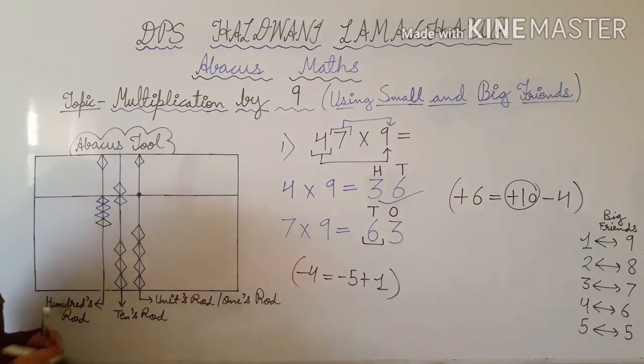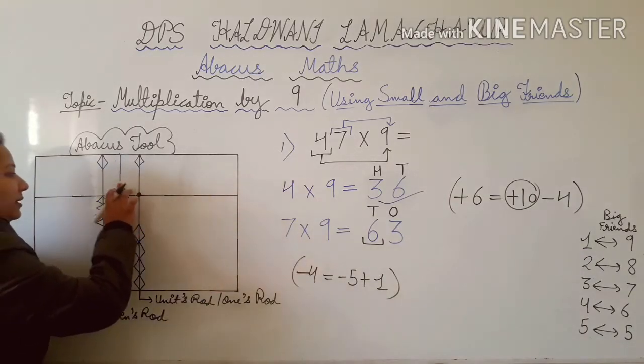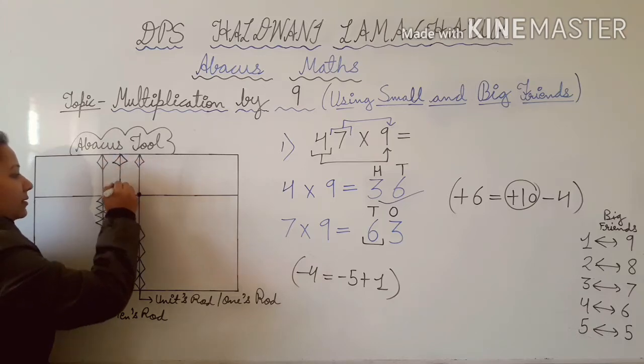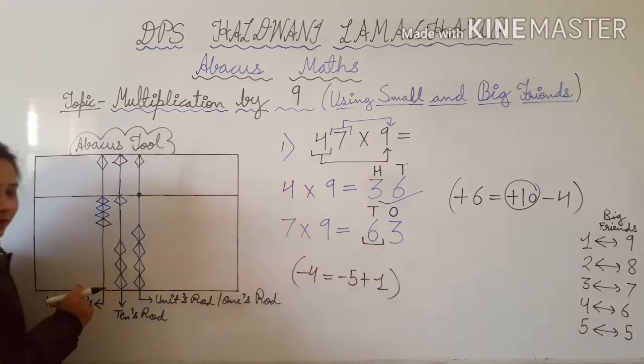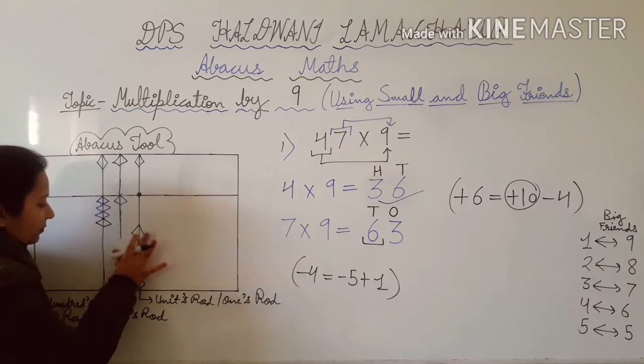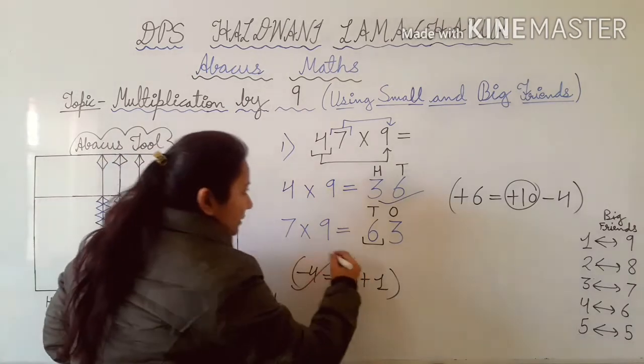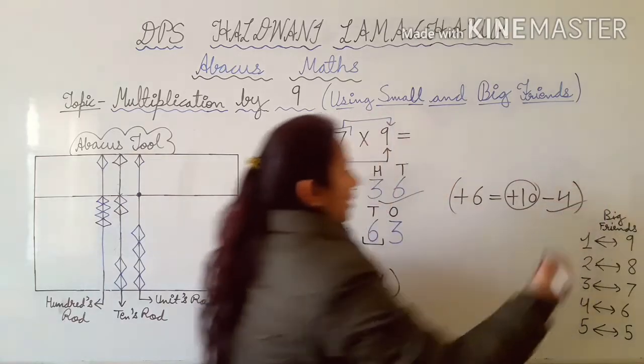So apply it. Minus 5. Minus 5 means put the 5 bead back to its place and add 1. Add 1 means put the 1 bead up. And your 4 is subtracted. Nothing you have to do.